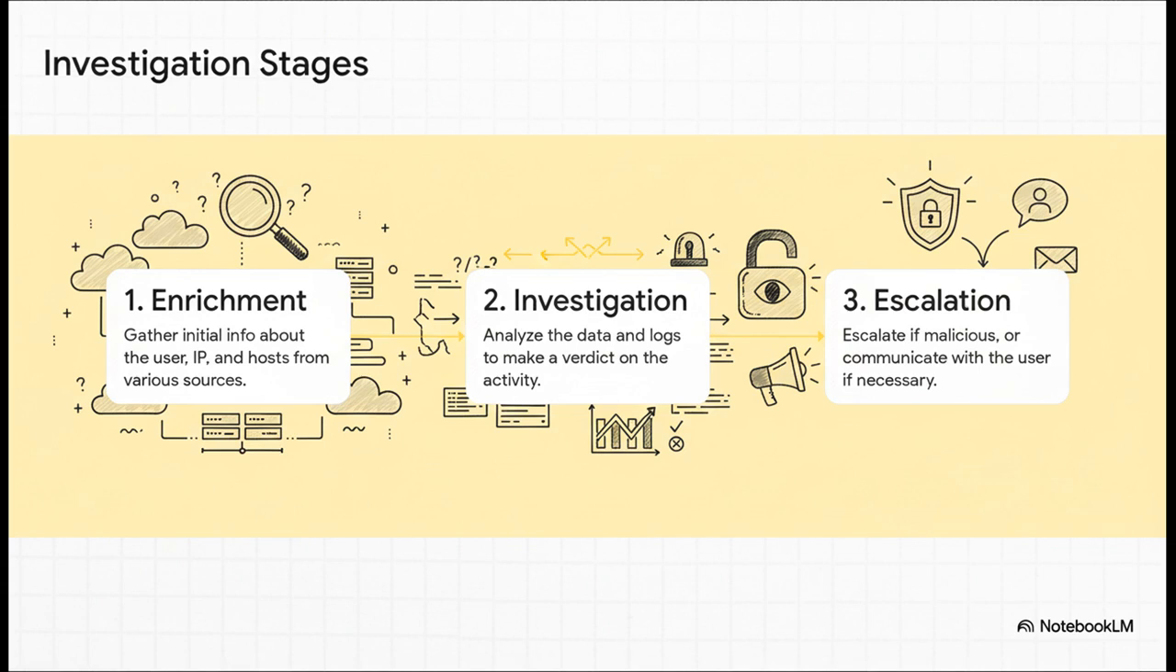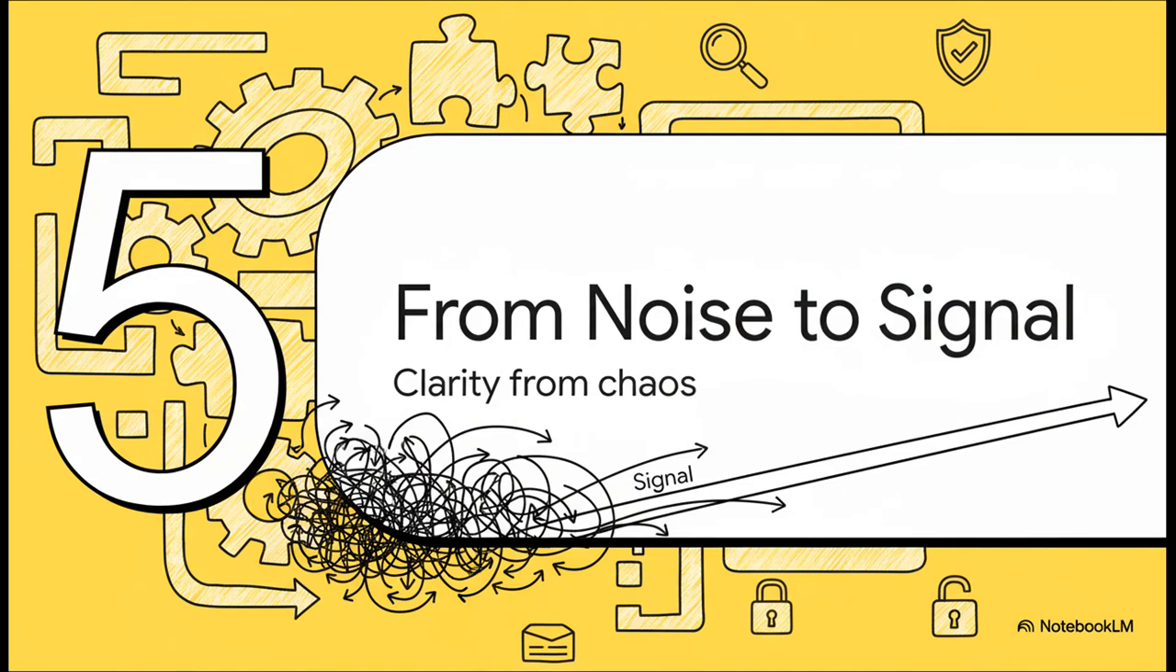First is enrichment, where the analyst gathers all that initial context we talked about. Next comes the actual investigation, where they dig in and make a verdict. And finally, escalation. If it's malicious, it goes up the chain. If it's benign, maybe they just check in with the user. It's a clear roadmap.